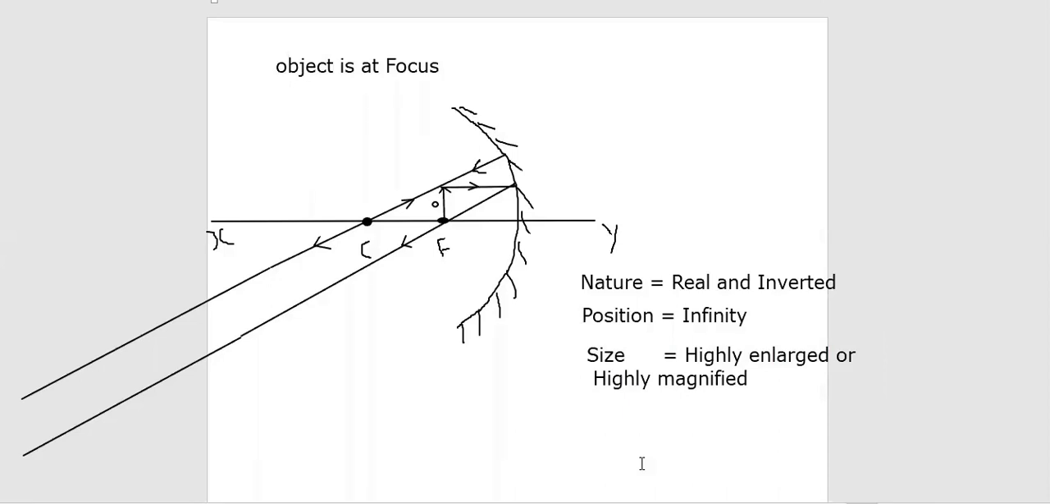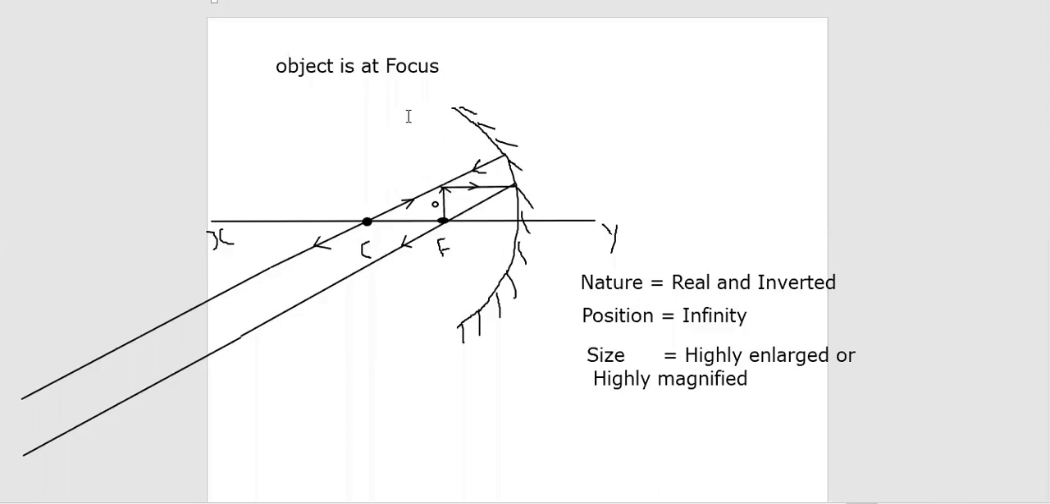No. I didn't tell you position of the image beyond C. If an object is at C, this one is a different topic. This one is the fifth rule, the fifth ray diagram. You are considering the fourth ray diagram. In the fifth ray diagram, you will be getting position of the image at infinity. Understood? For the fourth ray diagram, you will be getting position of an image beyond C. For the fifth one, you will be getting position of an image at infinity.